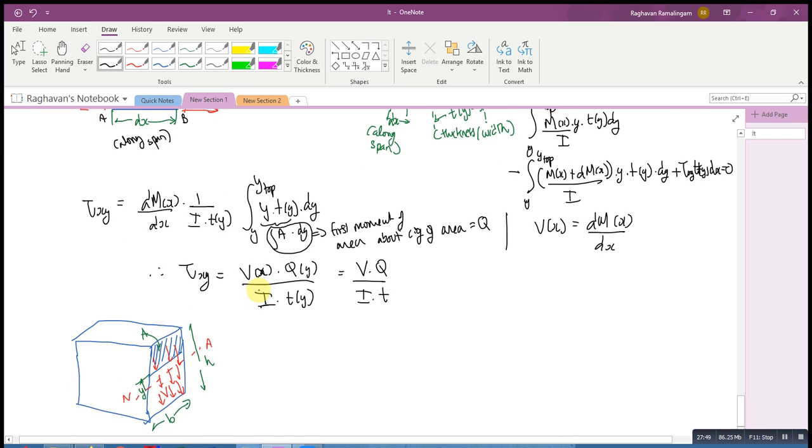Let's look at an example of a rectangular cross section. Let's have a look at a rectangular cross section, and what we get as the expression for tau xy along the depth.